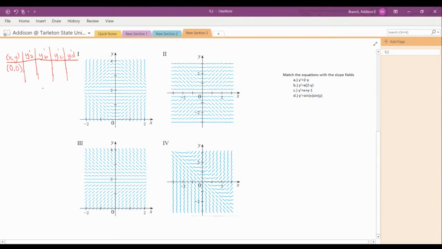If we plug in (0, 0) for A, we get y prime equals 2 minus y, so we're going to get 2. For B, y prime is equal to 0 times 2 minus 0, so 0. For C, we get x plus y minus 1, so 0 plus 0 minus 1. And then for D, we get sine of x times sine of y, so we'll have 0 times 0.